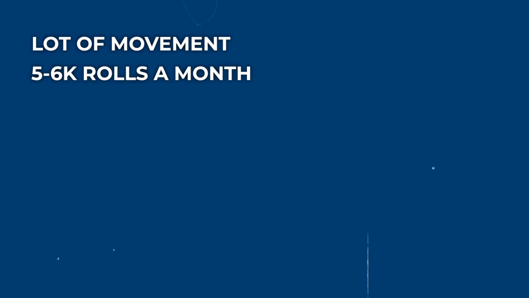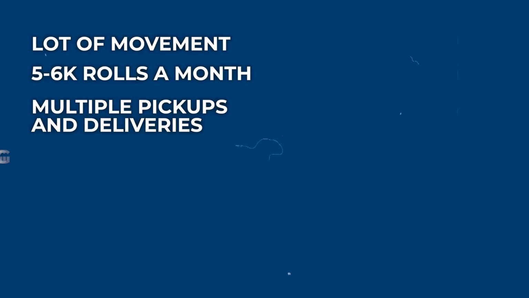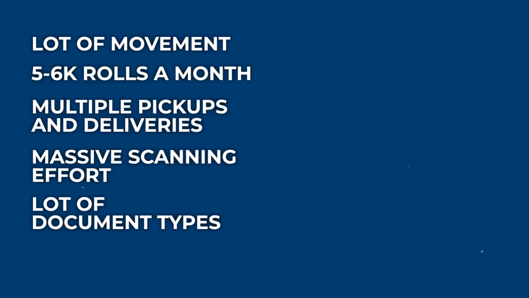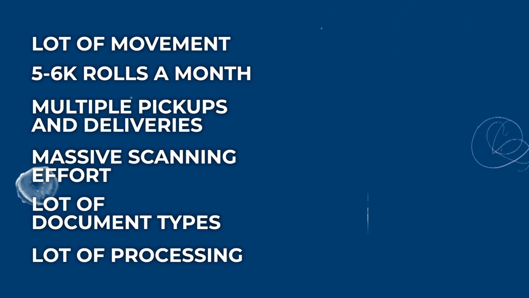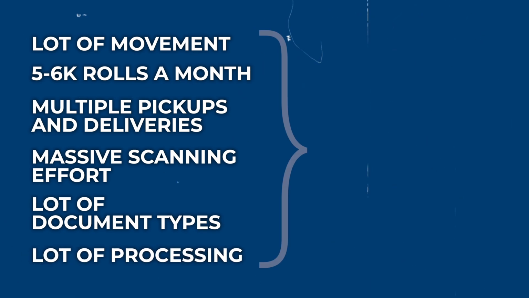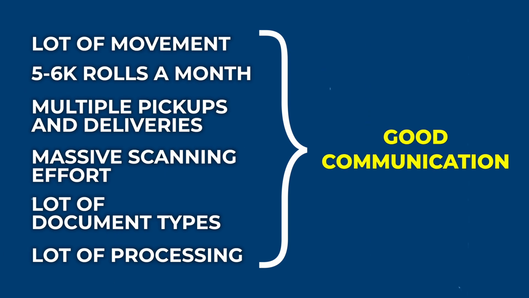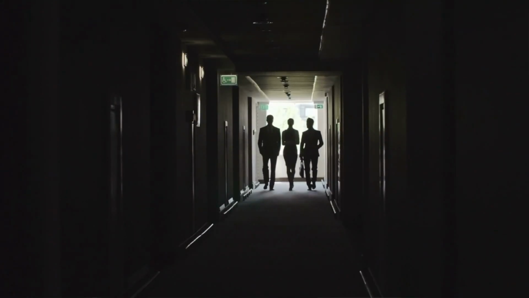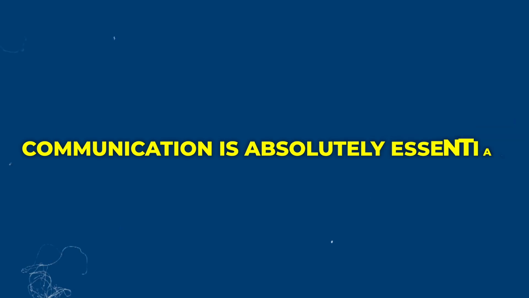And of course with logistics, because there's a lot of movement, 5,000, 6,000 rolls a month, multiple pickups and deliveries, massive scanning effort, a lot of document types, a lot of processing and doing the back end and actually working with the digital images and delivering them, all this ties into good communication. So that was absolutely critical for our sales team, the 3 account executives working on this project, to have communication with the client and our team, our transportation team, our project team, the client's team. All of those had to work together to make this flow smoothly. So communication, not just for a large scale project like this, but any project, communication is absolutely essential.